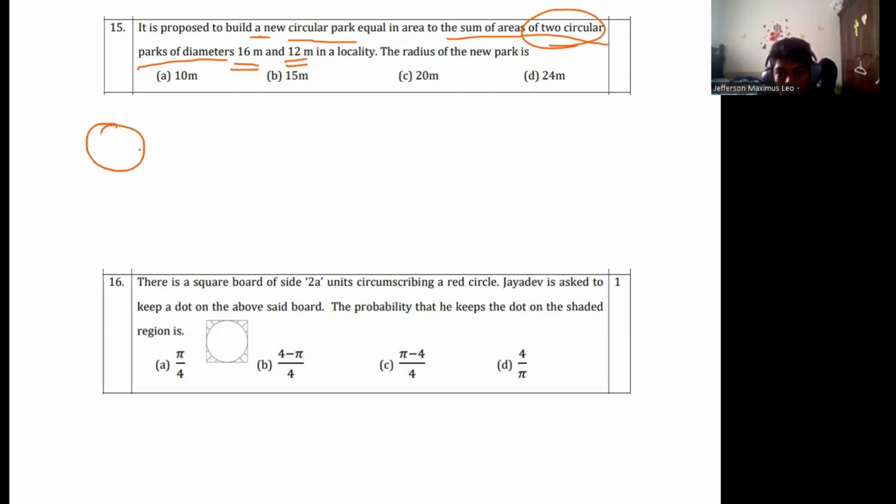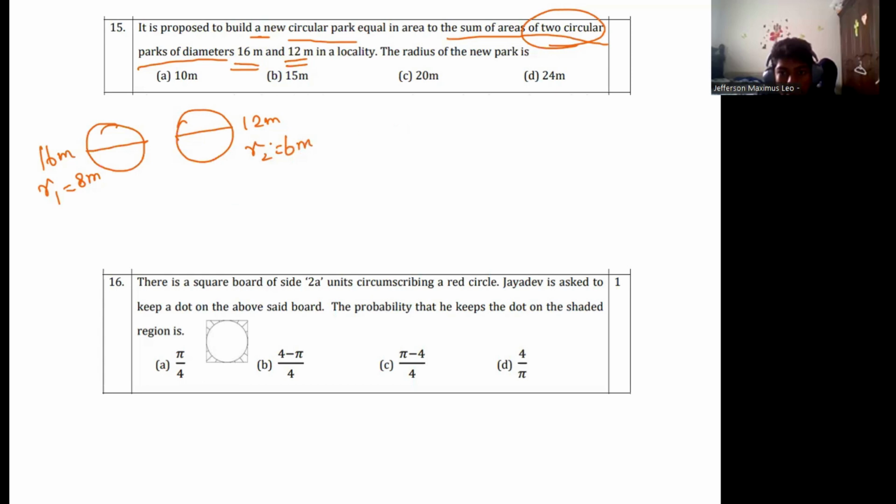It is proposed to build a new circular park equal in area to the sum of areas of two circular parks of diameters 16 and 12 meter. This is not a radius, it's a diameter only. One park has a diameter of 16 meter, therefore we take the radius as 8 meter. And one more park has a diameter of 12 meter, therefore the radius R2 is equal to 6 meter.